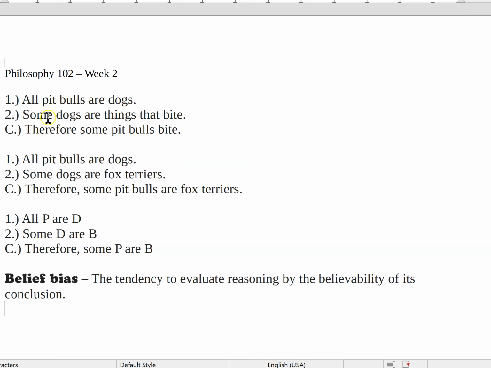So again, just to re-emphasize this, because it is a nuanced point, the reason we might have thought that this first argument was a good argument is that we know the conclusion is true. But what we should actually be evaluating when we're evaluating arguments is the structure of the thing, not the believability of the conclusion. All right, let's move on.